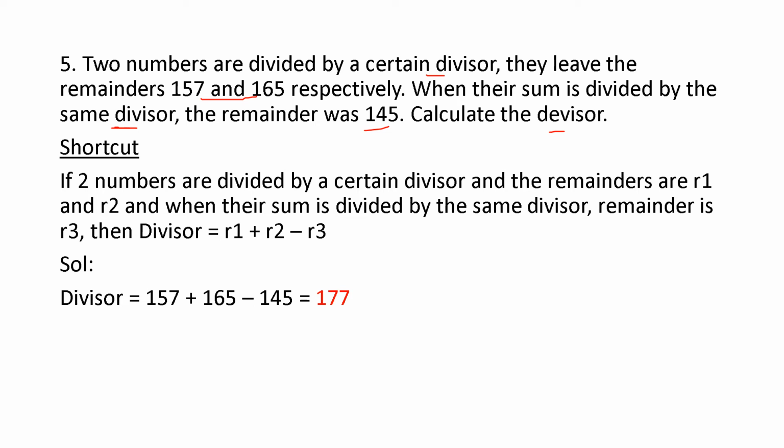See here again, a shortcut is given. If two numbers are divided by a certain divisor and the remainders are R1 and R2, and when their sum is divided by the same divisor, the remainder is R3, then the divisor is R1 plus R2 minus R3.